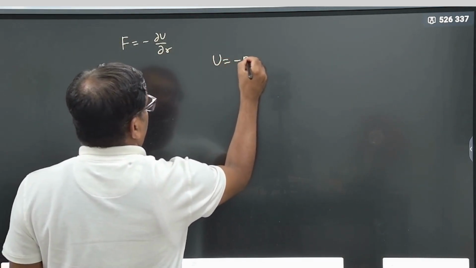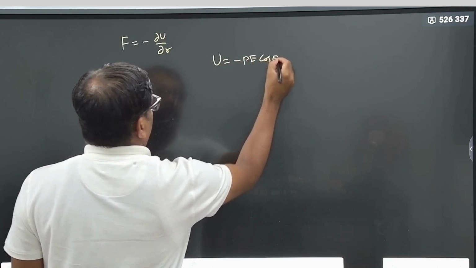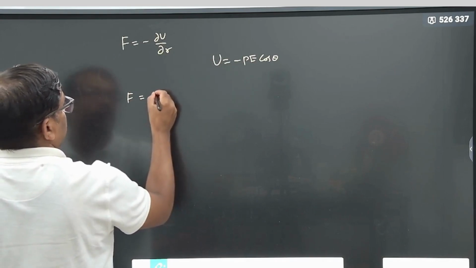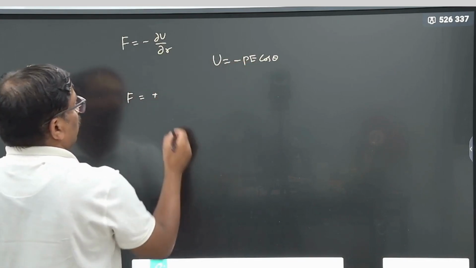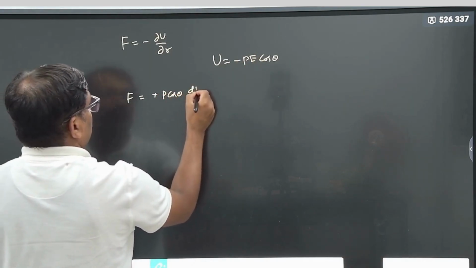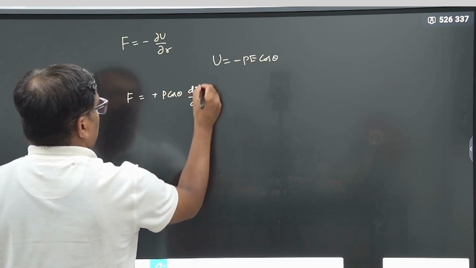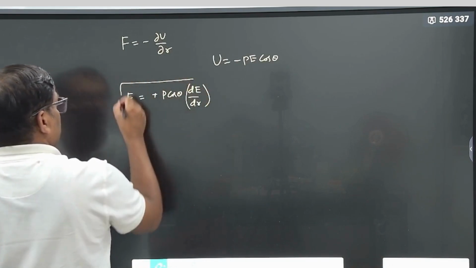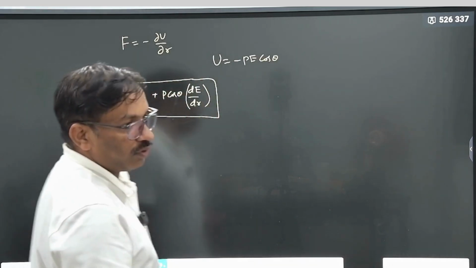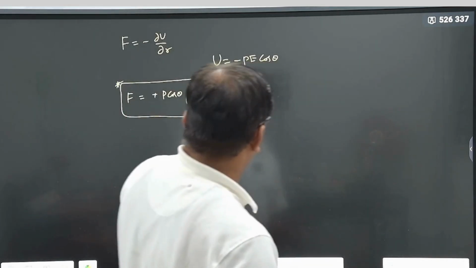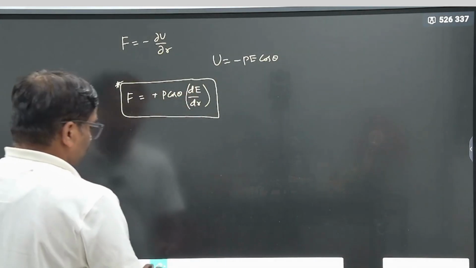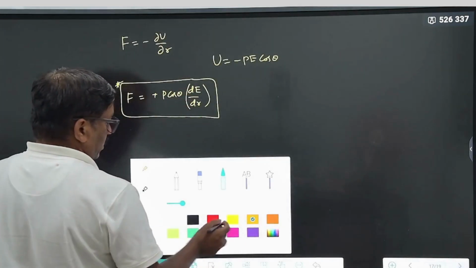U is equal to minus PE cos theta. So, substitute it now, therefore, F is equal to minus of minus, plus. The dipole moment we are not going to change, P and theta, therefore, cos theta into dE by dr, or dou E by dou r. So, this will be the force acting on a dipole due to a non-uniform electric field. Here dE by dr is nothing but the electric field changing with respect to the distance.